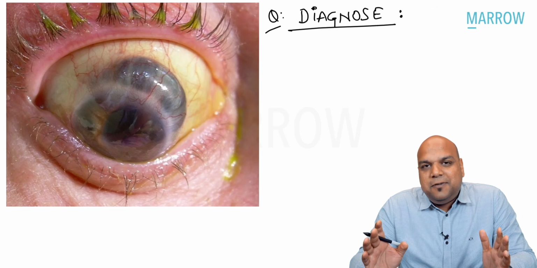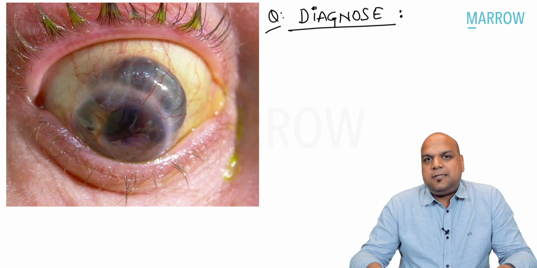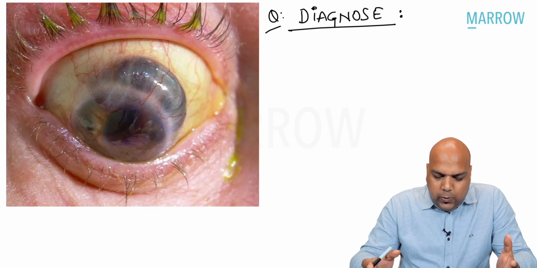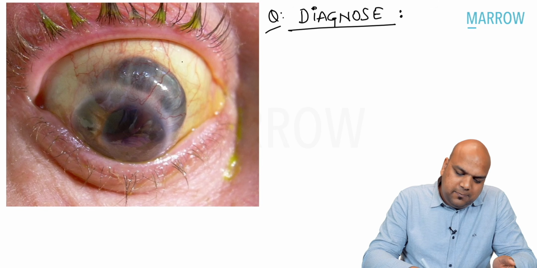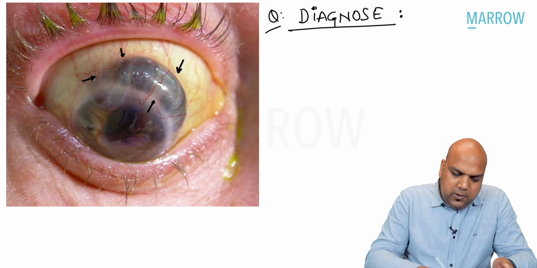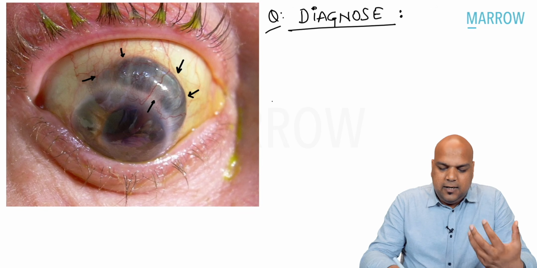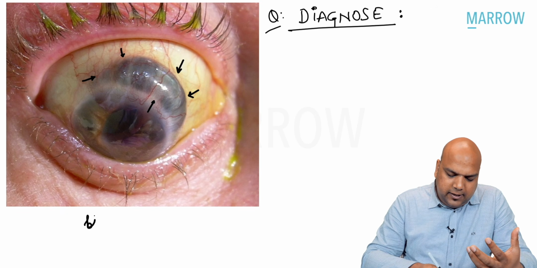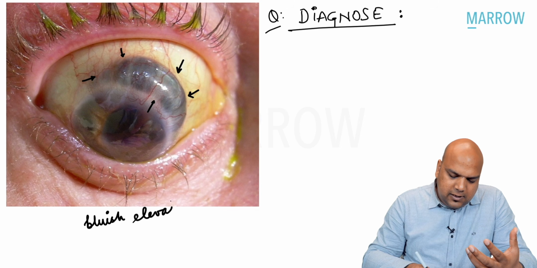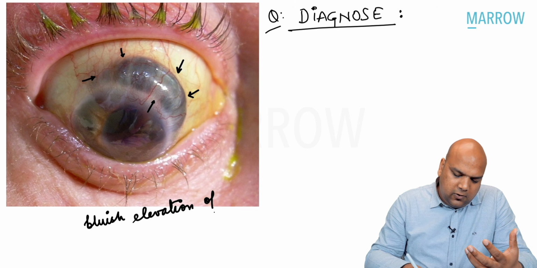Continuing with the same train of thought, let us see this image on the screen. What do we see? We see again that the problem is in sclera. Can you make out? There is a bluish elevation in sclera. See, again, I am trying to convert. If you're finding it difficult, I am trying to convert a bluish elevation of sclera.